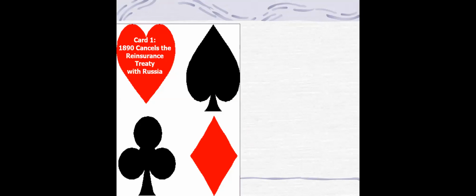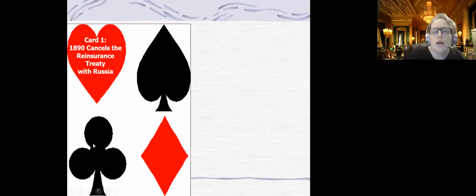Okay, second set of handouts with all of the cards on them. First card. In 1890, he cancels the reinsurance treaty with Russia. Now, the trouble is that when you cancel the agreement that you had not to attack somebody, they believe you're going to attack them, strangely enough. Well, quite frankly, Kaiser Wilhelm II felt that this whole treaty was dishonest. Of course we want land from Russia. And Bismarck's going, you're such an idiot.